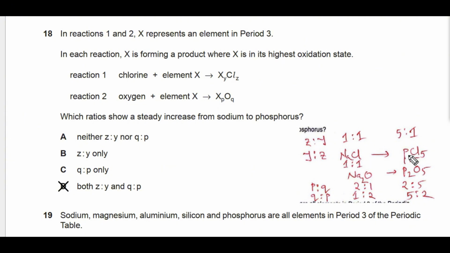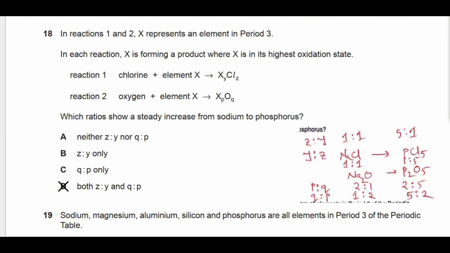So sodium chloride, phosphorus pentachloride. So this Y, Z, 1:1, 1:5. If Z is 1:1, 5:1, it increases. Then Q, P: 2:1, 2:5. So if Q is 1/2, 5/2, it increases, a steady increase. So this is the right answer.